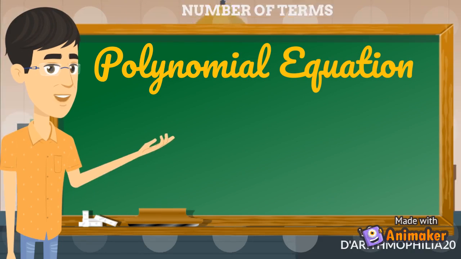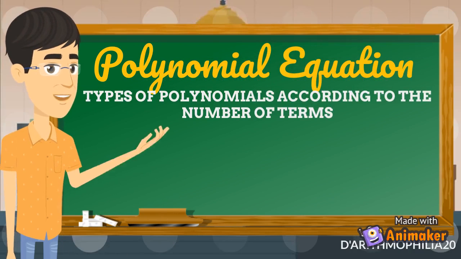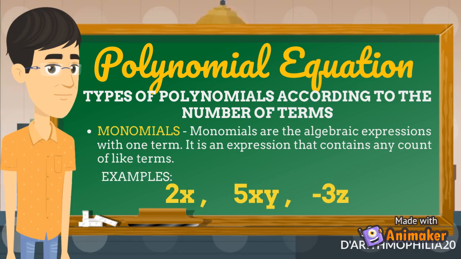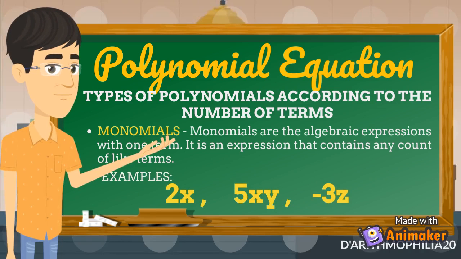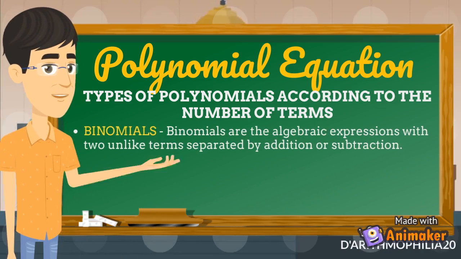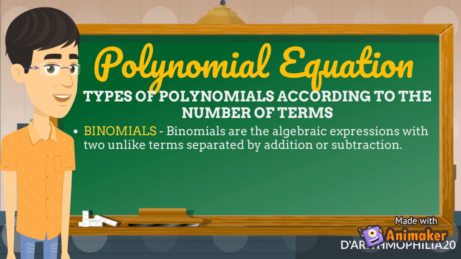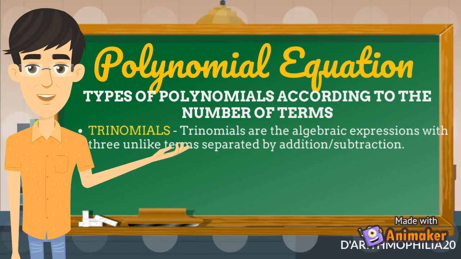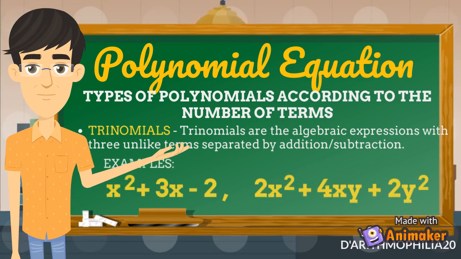Polynomial equations can be classified according to their number of terms. We have monomials, which are algebraic expressions with only one term. For example, 2x, 5xy, and -3z. Next is binomials. These are algebraic expressions with two unlike terms separated by addition or subtraction. We have the examples 2x^2 + 3, x - y, and 4ab + 2ac. Third is the trinomials. Trinomials are algebraic expressions with three unlike terms separated by addition or subtraction. Examples: x^2 + 3x - 2, and 2x^2 + 4xy + 2z^2.